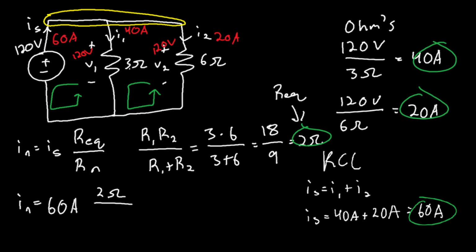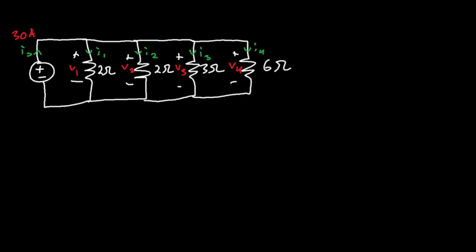And R of N, in this case, let's go ahead and try to find I of 1. So the resistance at I of 1 is 3 ohms. So we get 60 times 2 over 3, which is simply 40 amps. So this 40 amps that we calculated using current division matches with the 40 amps that we calculated using Ohm's law. And if you did the same for this other current using current division, you would get the same thing.